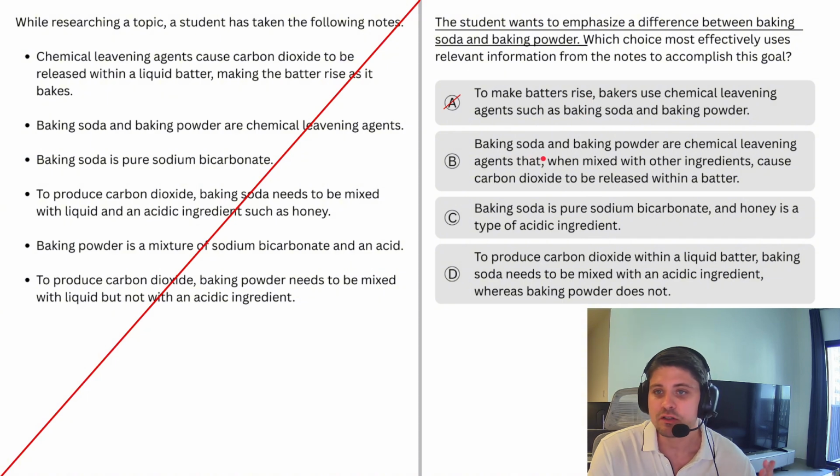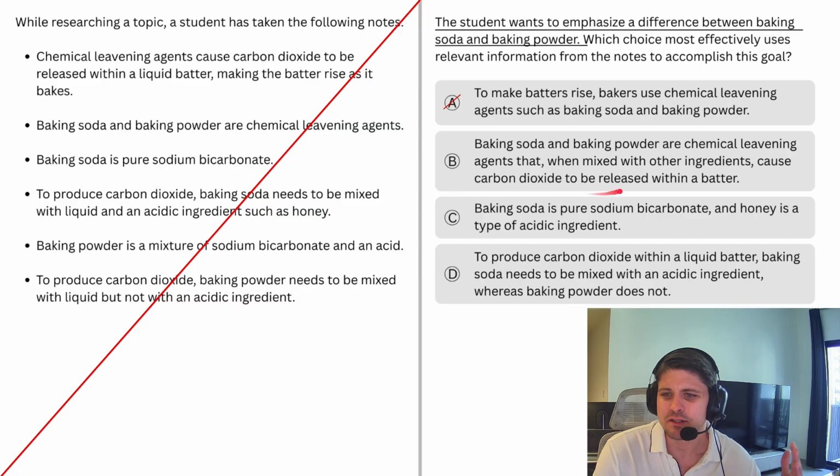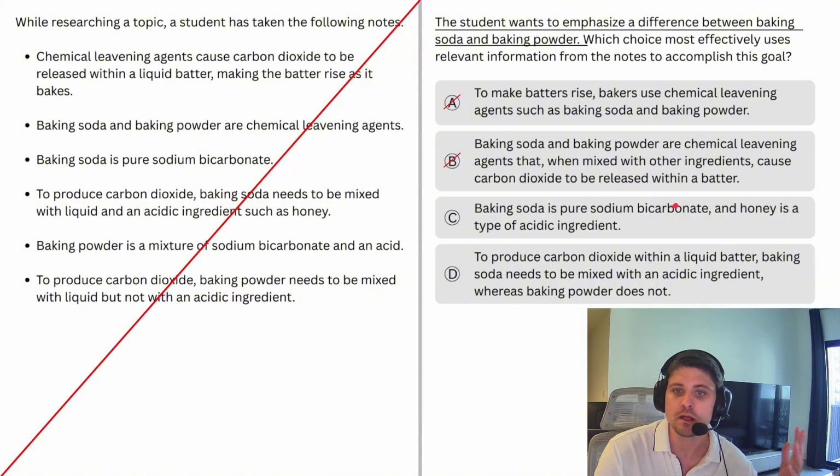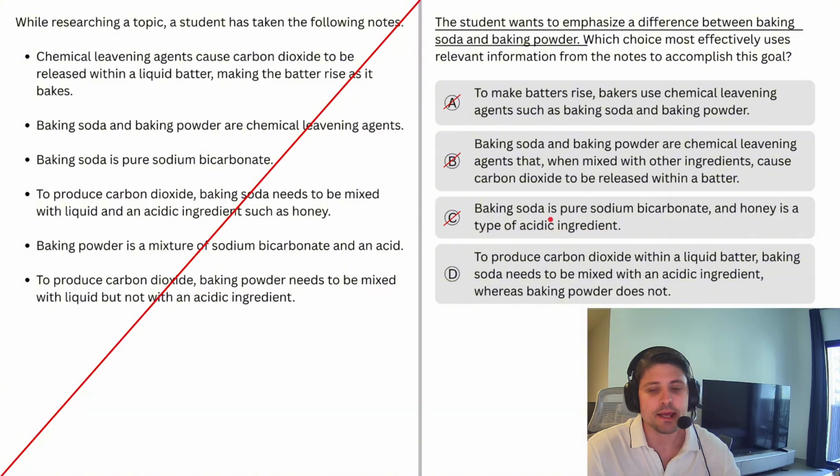B, baking soda and baking powder are chemical leavening agents that, when mixed with other ingredients, cause carbon dioxide to be released within a batter. Okay, it mentions both baking soda and baking powder, but I don't see a difference. Once again, it gave me a similarity, not a difference, which is what it asked for in this sentence. C, baking soda is a pure sodium bicarbonate, and honey is a type of acidic ingredient. That mentioned baking soda, but did not mention baking powder. So I know right off the bat, my answer is D.